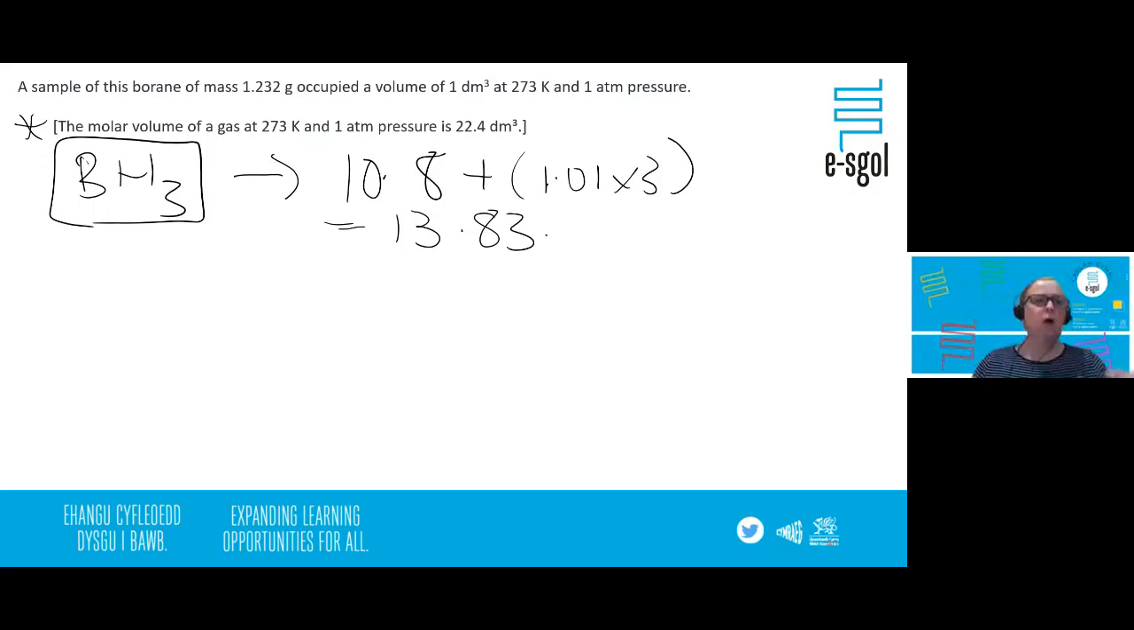Okay, so what do we do with this molar volume? Well, it tells you that the molar volume of any gas is 22.4, and it told you that 232 grams occupied 1 decimeter cubed, okay, at that temperature. So what you then need to do is work out how many moles was produced. Okay, so the number of moles is going to be therefore 22.4, which is what you were supplied with.